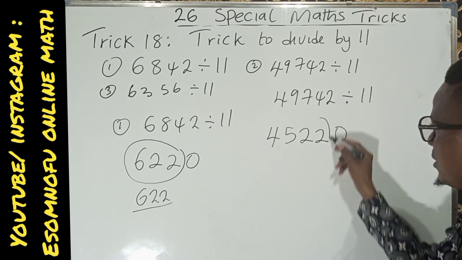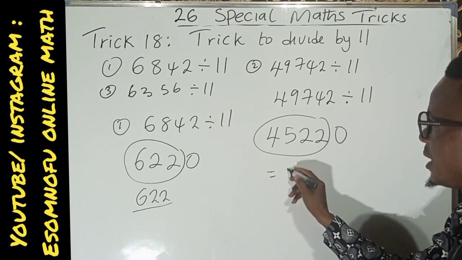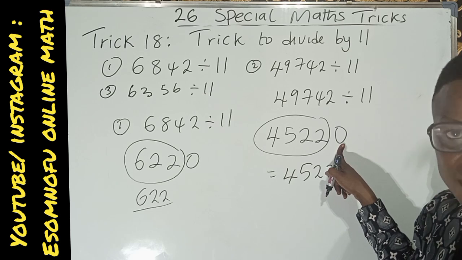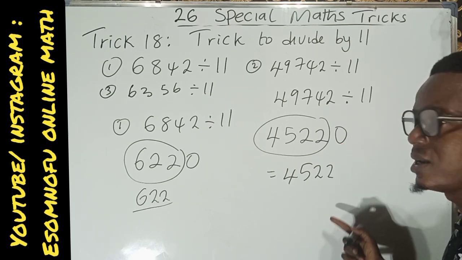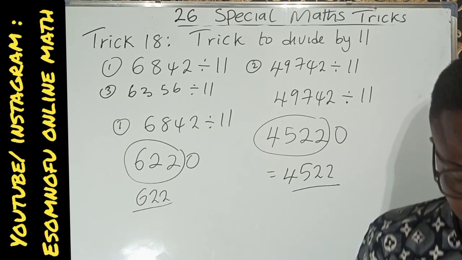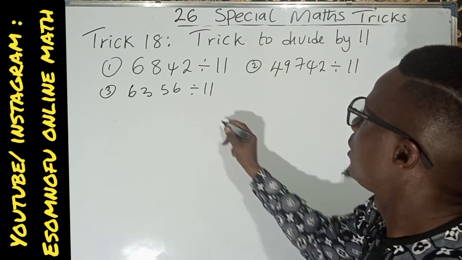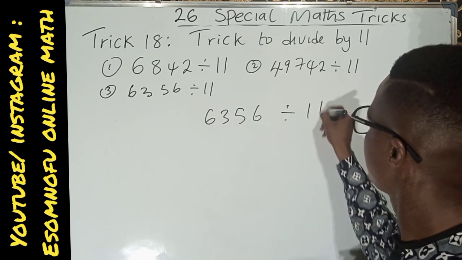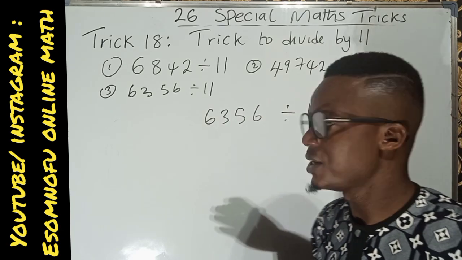Neglect the first digit, take this. So the answer is 4,522. The remainder is 0. The 0 is useless since the remainder 0 is nothing. So this is the answer when you divide by 11. In the third one, we'll have 6356 divided by 11. Please be more careful in this case.